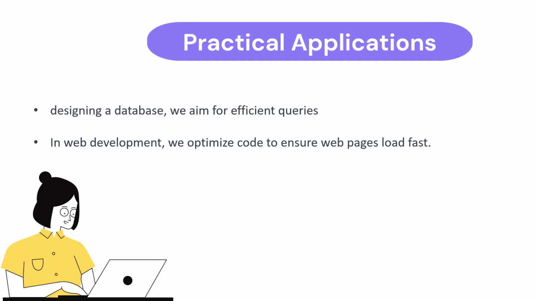Practical applications. Big O notation isn't just theory, it has practical applications. Think about databases. When designing a database, we aim for efficient queries. We want to retrieve information quickly. The choice of data structures and algorithms can make a significant impact. In web development, we optimize code to ensure web pages load fast. Big O notation helps us analyze the performance of different solutions.